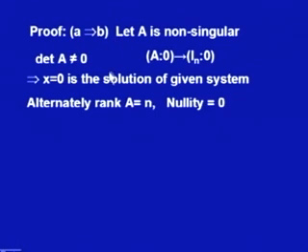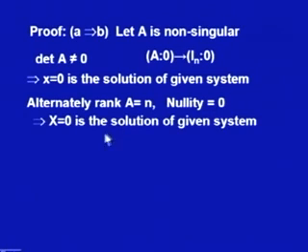This is one way of proving this. Another way may be that rank A = n. If determinant A is not 0, then we know rank A = n, and accordingly nullity will be 0, and if nullity is equal to 0, then the system Ax = 0 has the trivial solution x = 0. So, we have proved that x = 0 is the solution of the given system when A is non-singular. So, this is the first part.